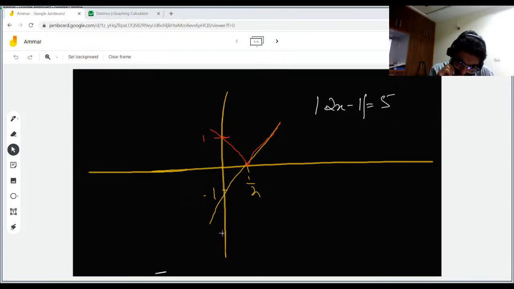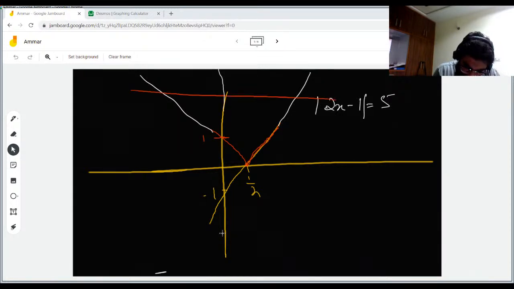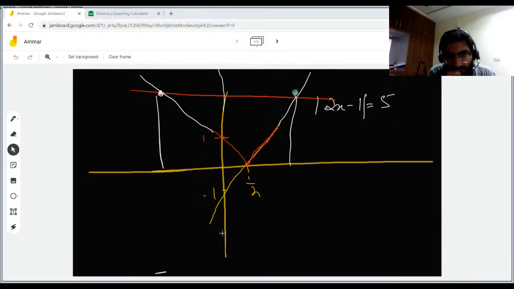Spelling being what? 2 minus 1, positive 1. Okay, and then we extend these ends of its mustache, so it goes over here, it goes over here, and we know that y is equal to 5 would be lying somewhere around here. So yes, these are the 2 points that we are looking for. What are these 2 points?